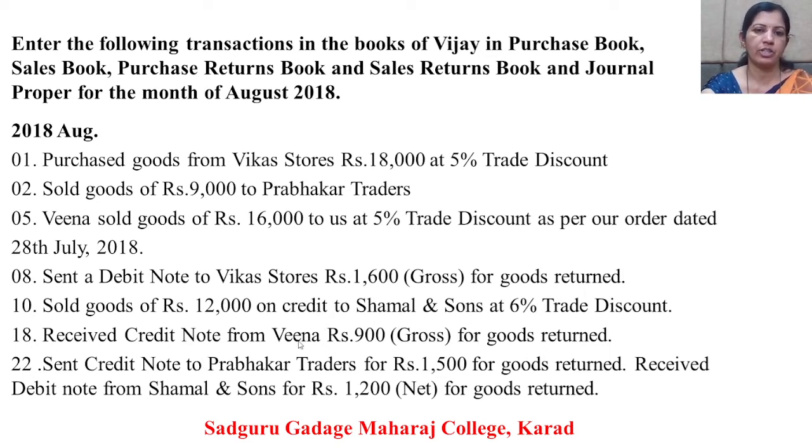It means the transaction is recorded in purchase return. 900 gross. Discount 5%. Calculate 5% of 900. 900 into 5 upon 100. 9 5s are 45. What will the discount be? 45. 900 minus 45, amount 855.